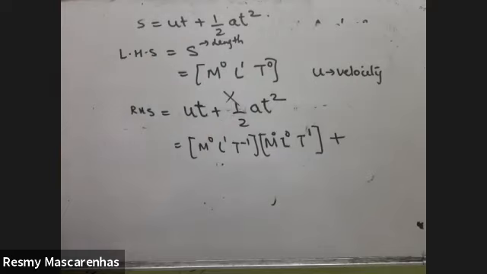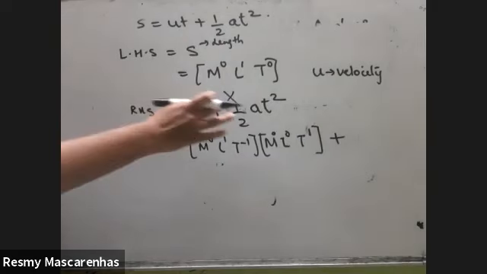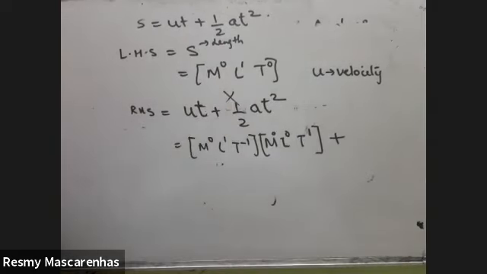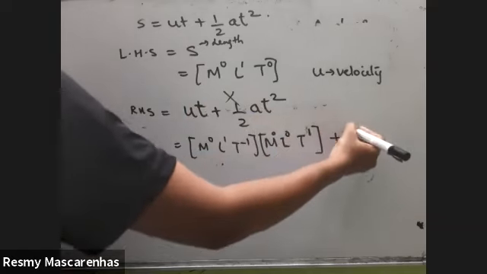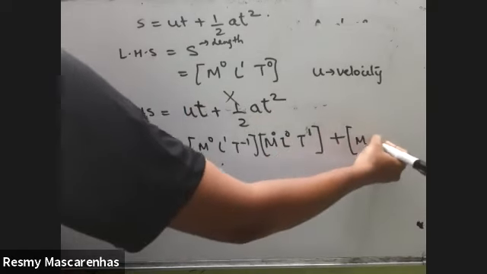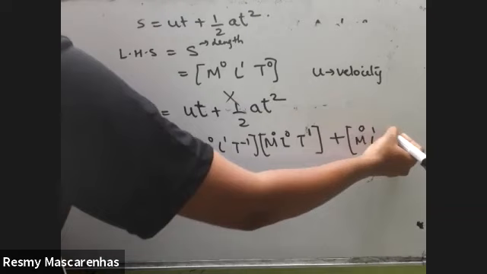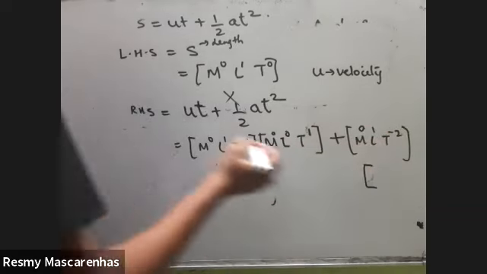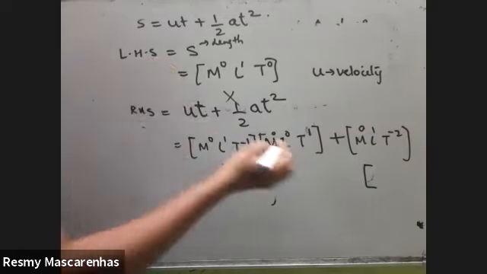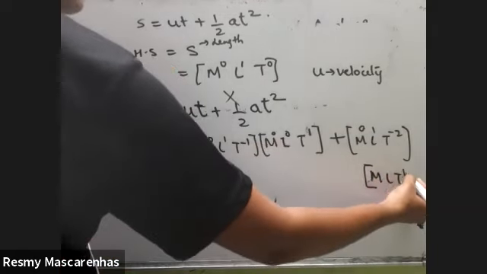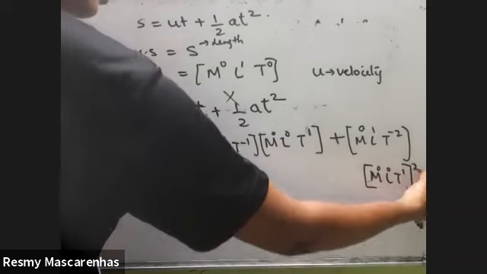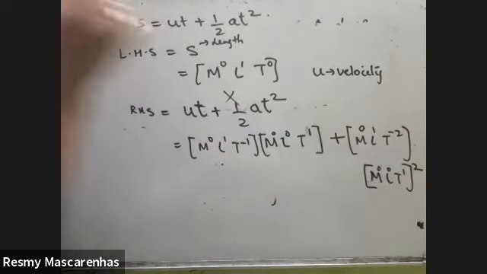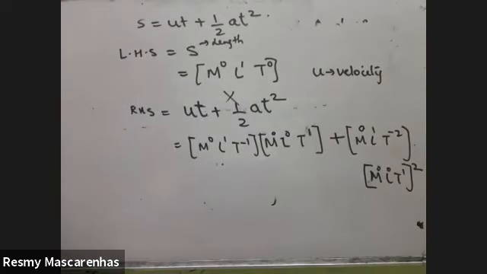So what you do is ignore the 2 and then put the dimension of acceleration. Acceleration's dimension is M L T, this is 0, 1, and this is minus 2, into t square, M L T, this will be 0 square. This is the multiplication sign in the middle. And now we have to calculate.